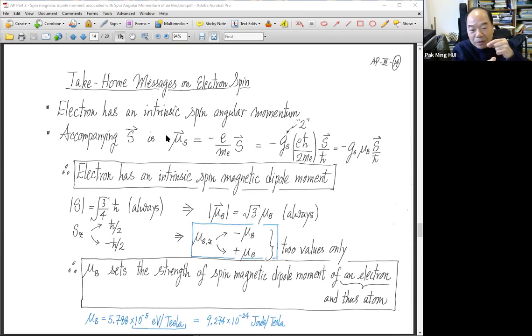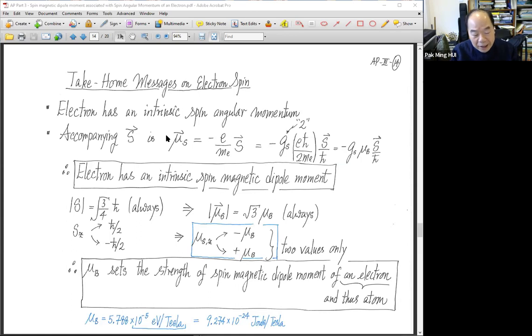In an atom, the orbital angular momentum depends on which orbit it is in, the quantum number L. So S state, L equals 0, it is 0 orbital angular momentum. P state, L equals 1, then it has square root 2 h bar in length of the orbital angular momentum.